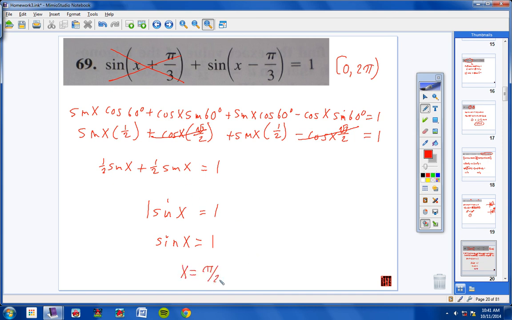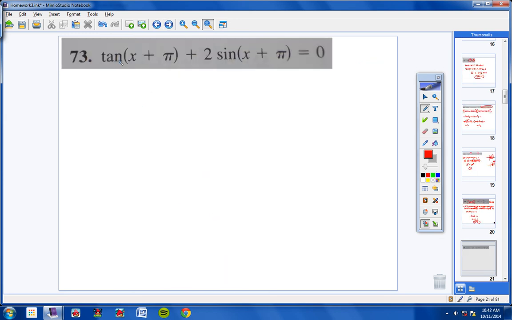Okay, pretty good problem actually. Two left. We're finally done. Okay, all right, let's solve this equation right here. Number 73. Okay, so here we go. This will be a tough one.